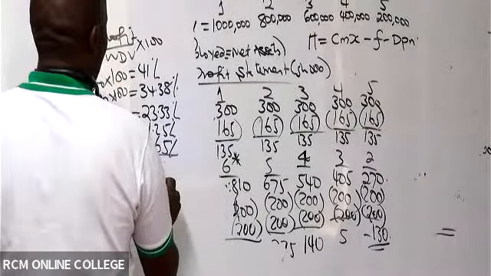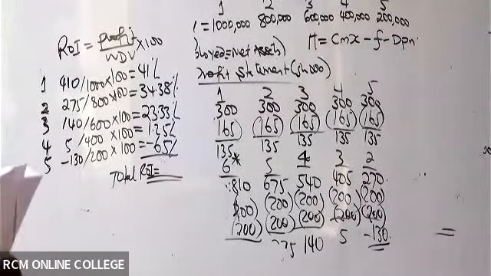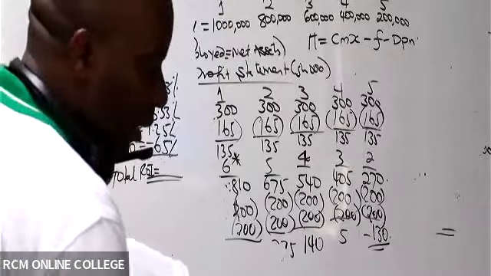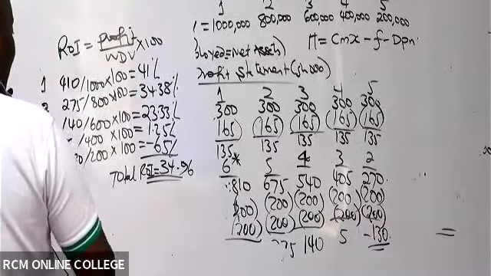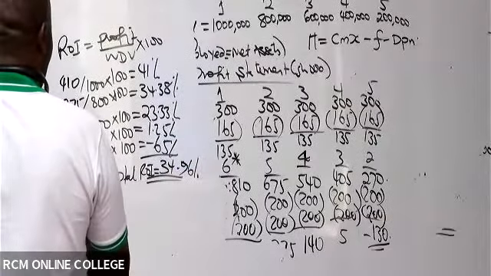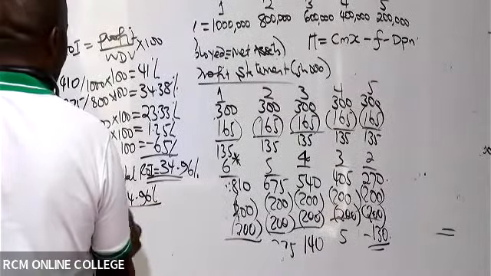Should they want the average, then we first need the total ROI. Please add up everything: 41 plus 34.38 plus 23.33 plus 1.25 minus 65. I just want the total. In this case they never ask us here, but in most cases they do ask. I'm being given 34.96. Then we have the average, which will be this 34.96% divided by 5.